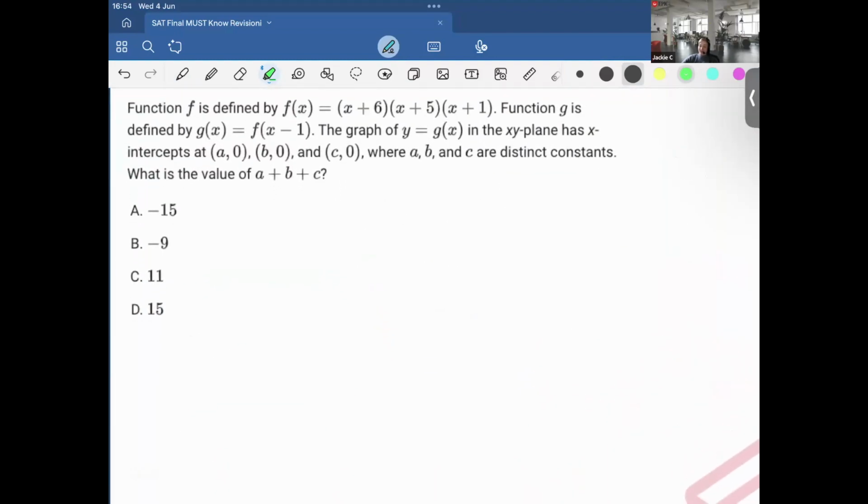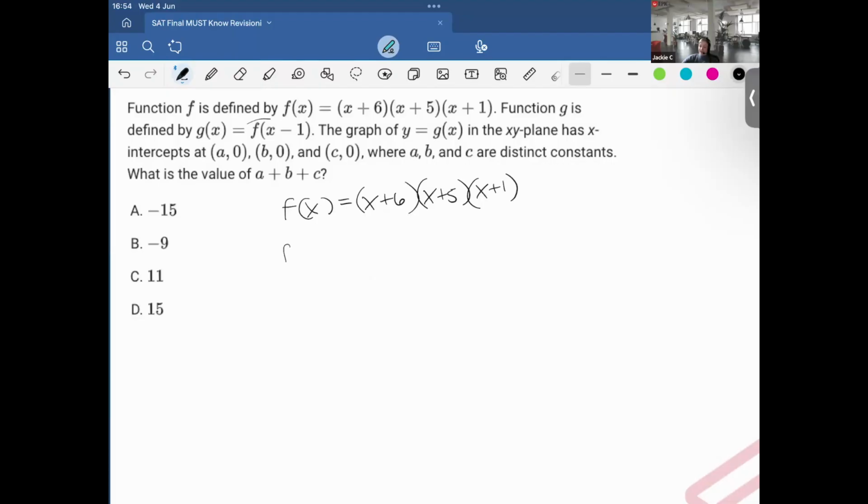Continuing our journey. More functions. So cool and so amazing. Okay, so function f is defined by f of x is equal to x plus 6, x plus 5 multiplied by x plus 1. Function g is defined by g of x is equal to f of x minus 1.